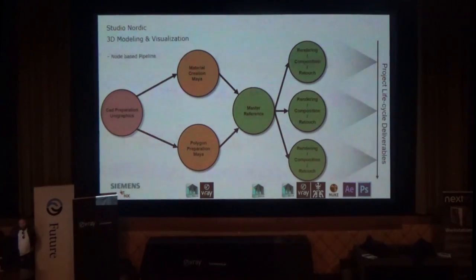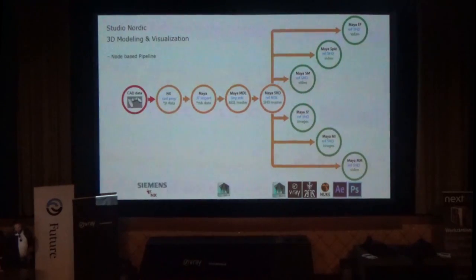So this is a short overview of our pipeline. We have CAD coming into us, we prepare it, then we send it to Maya to make it suitable for Maya mesh polygons. And then we do the shading, of course. And then what we deliver after that to our pipe is a master reference file that is used throughout the project. And in a little bit more detail, this is how it looks.